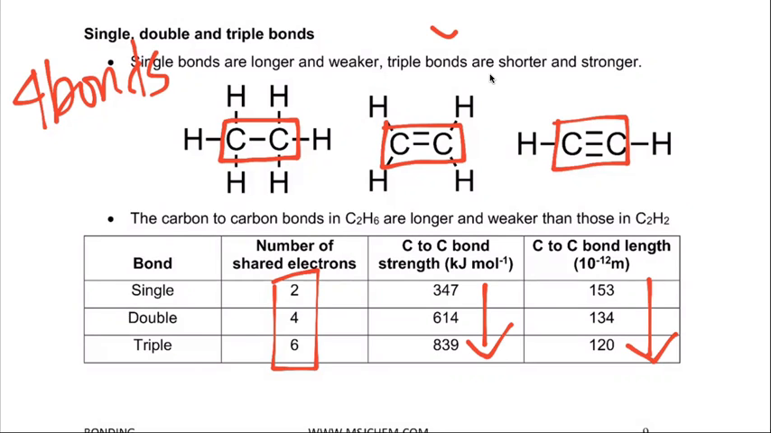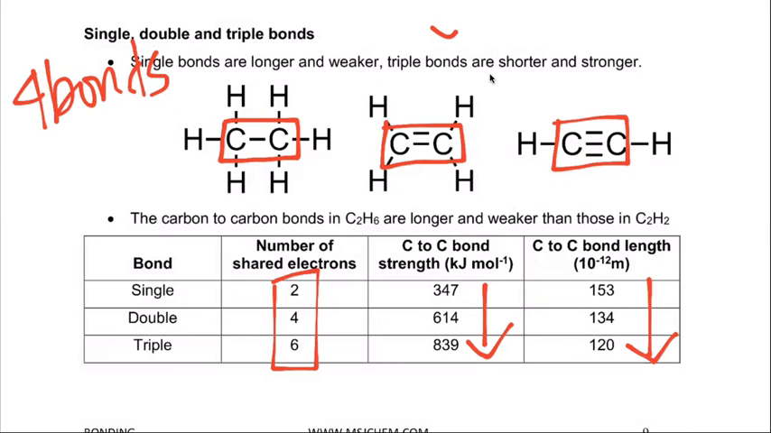It decreases, yes. That's what we need to know, that relationship: more bonds means more shared electrons, which means the electrostatic attraction is going to get stronger. So the bond strength increases. And as that attraction increases, they're going to get closer together, so the bond length decreases.